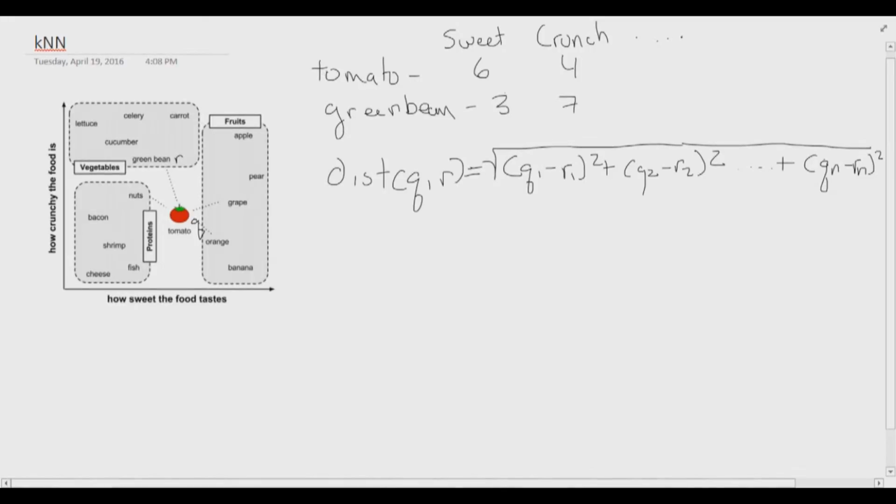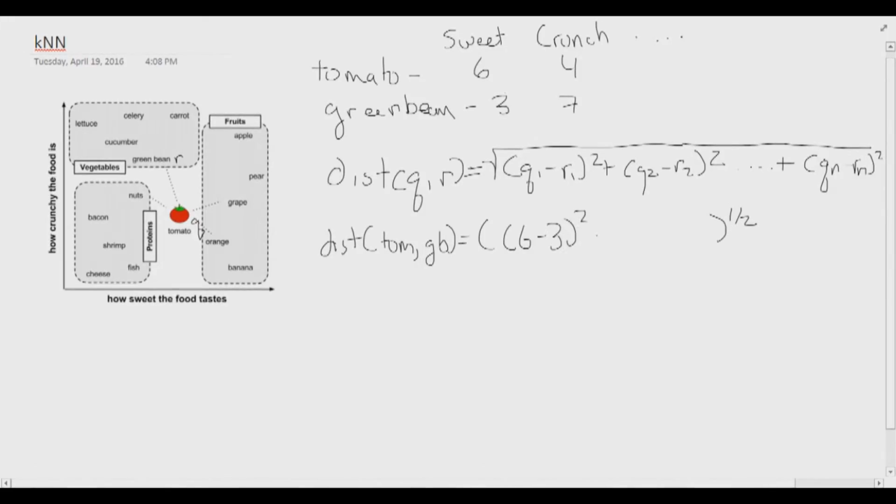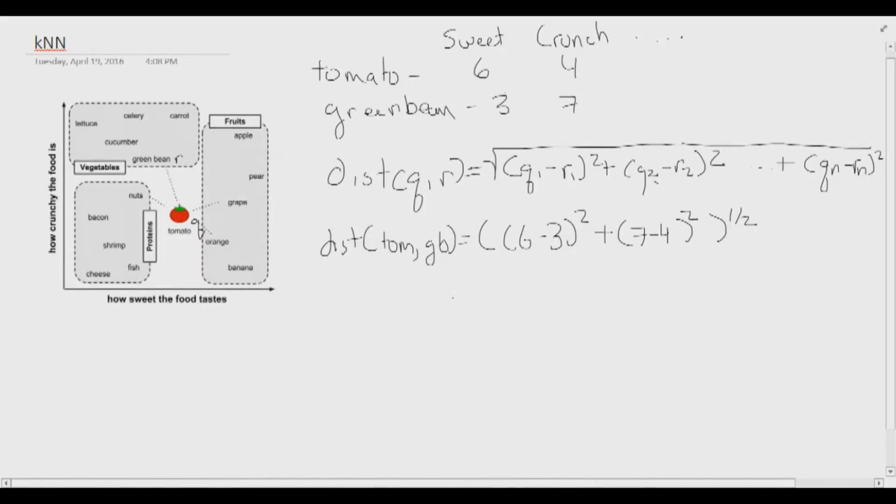Alright, so we have two features here. How about we calculate what the distance is? So the distance of a tomato to a green bean. Okay, so to the power of a half. And what we can do here is we can take 6 less 3 squared plus 7 less 4 squared. So this will give us an answer of 4.2. So the tomato to the green bean has a distance of 4.2.